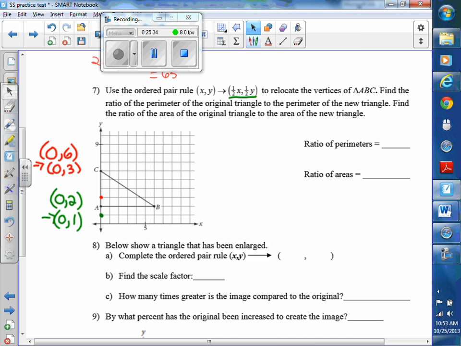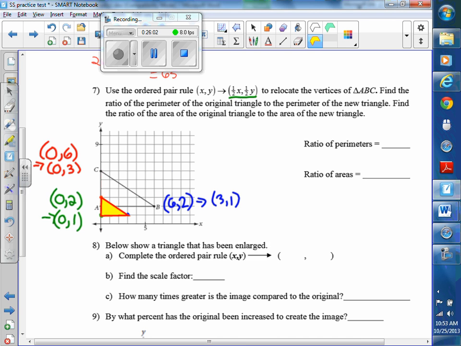Okay. And then for B, B was 6, 2. You see that? That's going to go to 3, 1. Right there. And so then, you know, take a straight edge and draw your triangle in. So that's what your picture should look like.